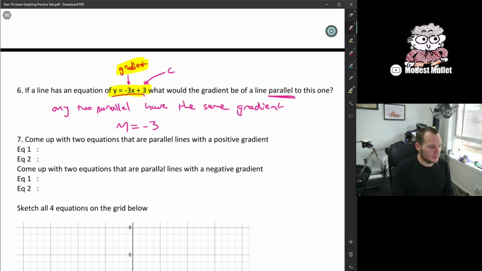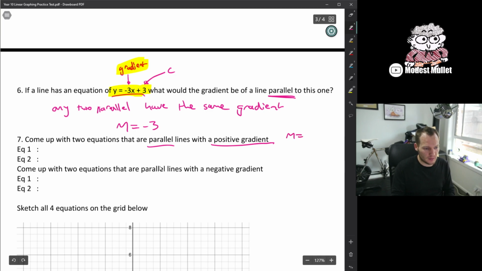Question 7. Come up with 2 equations that are parallel lines with a positive gradient. So this is where we're looking for you to pick your own equations. We don't care what they are, but you need to pick 2 that have the same gradient. So it's relying on the same skills. You can pick any number you want. They have to be parallel, and in this case, they have to be positive. So the gradient number needs to be positive.